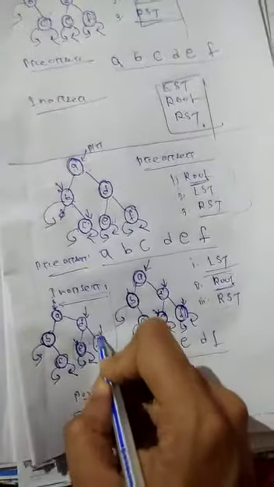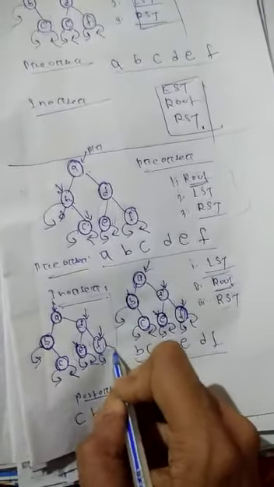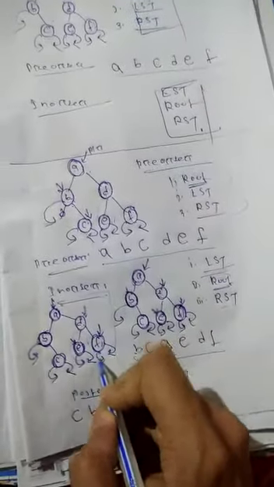For D, left subtree is covered, but right subtree is there. Then go to the right subtree, F. For F, no left subtree. Okay. Then return to F. Okay. Then check. No right subtree. Okay. Then F will be printed. Left subtree is covered, right subtree is covered.